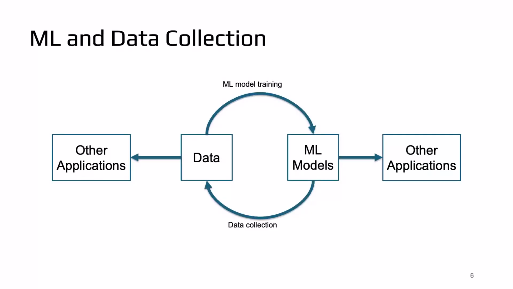There is a close relationship between ML and data collection. As you can see, there is almost like a cyclic relationship. Data is used for training ML models, and then ML models can also be used for collecting data by recognizing them, and that can be used for other applications, for example, rip current detection or driving cars.